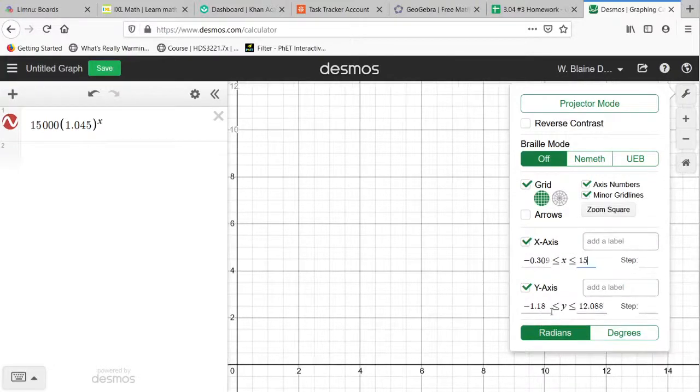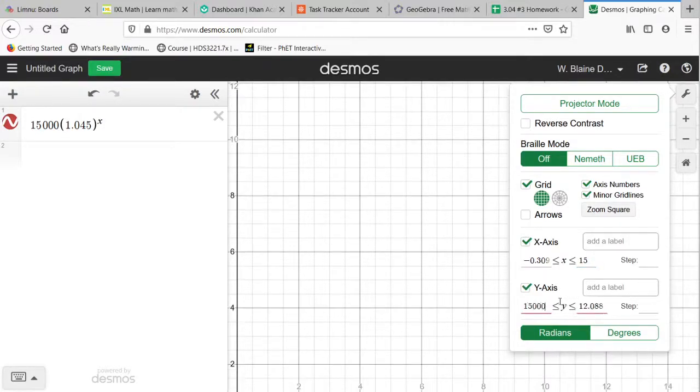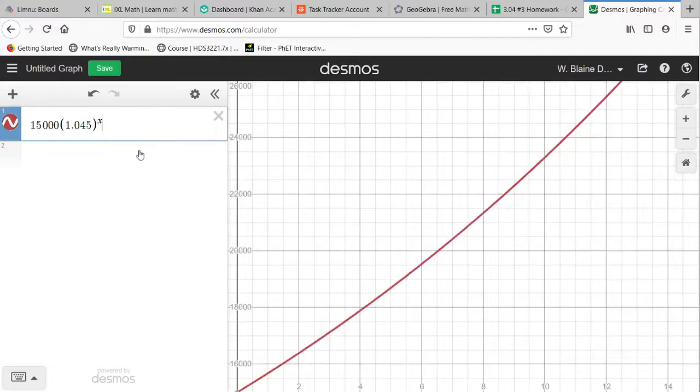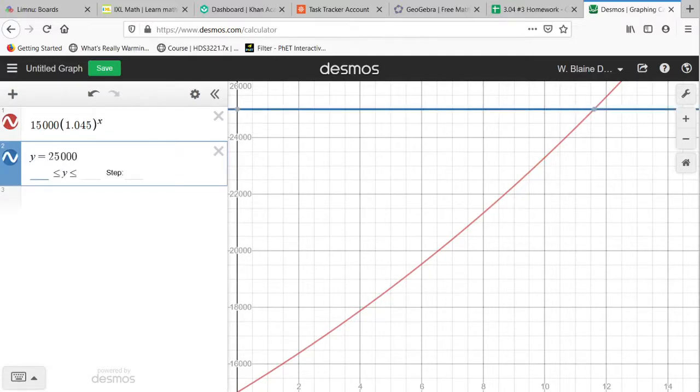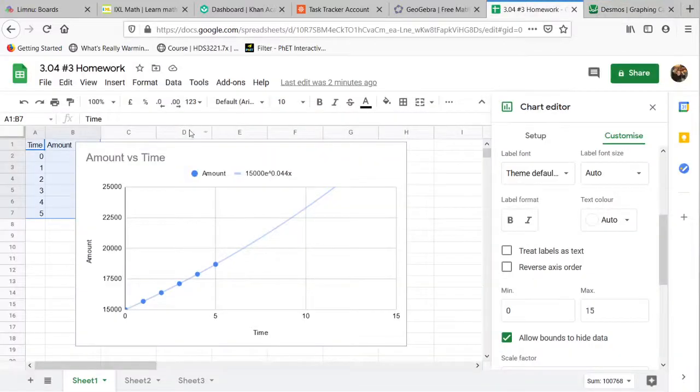We're going to make our x go to 15. And our y is going to go from 15,000 to, we'll make it 26,000, so the 25,000 fits. Y equals 25,000. There's our intersection. So this is one where we have the y, we have to solve for x, and it's about 11.6 years, or 12 years if the interest is being compounded annually.